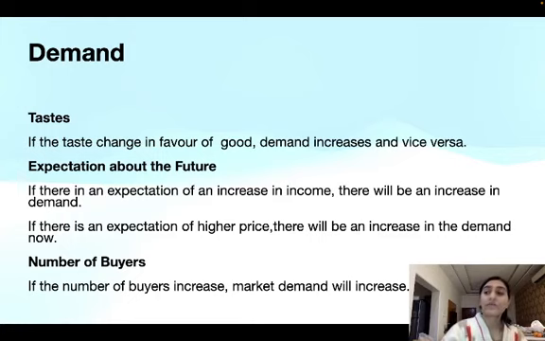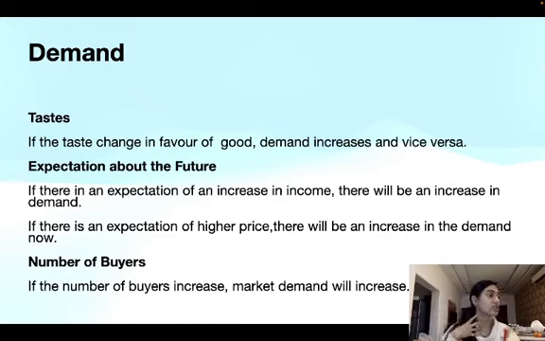So now the price remains the same, but there will be a rightward shift because the demand has increased. Similarly, if for a particular good there is no demand because people don't like that good enough now, that means tastes have gone unfavorable for this good, and there will be a decrease in demand, a leftward shift in demand.